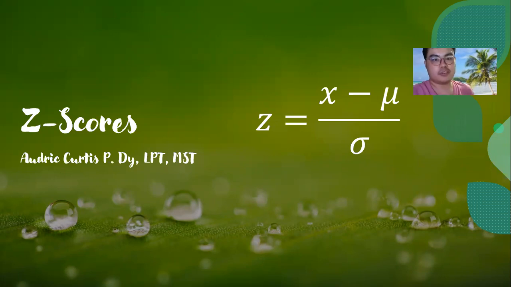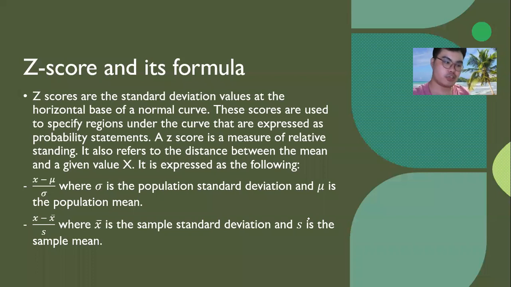So our topic for today is Z-scores. When we say Z-scores, these are the standard deviation values at the horizontal base of a normal curve. These scores are used to specify regions under the curve that are expressed as probability statements. A Z-score is a measure of relative standing. It also refers to the distance between the mean and the given value x.